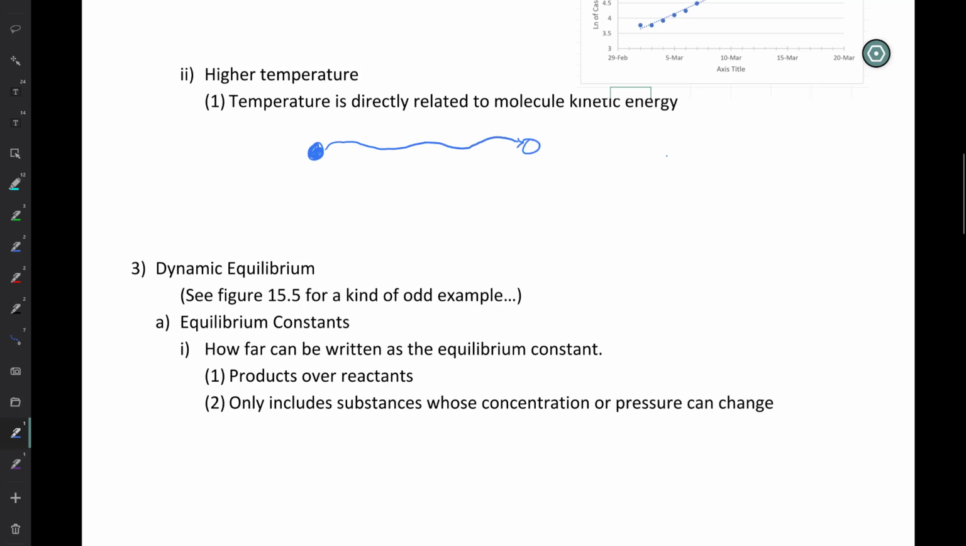But what happens if they travel quickly? Like they go in a completely straight line like this, right? Then they can collide more frequently, and that's one thing. The other thing that happens is when they collide, they'll have more energy and more probability then of creating a successful reaction.